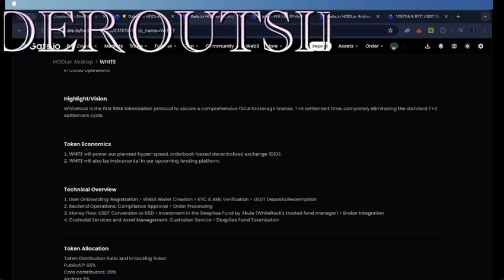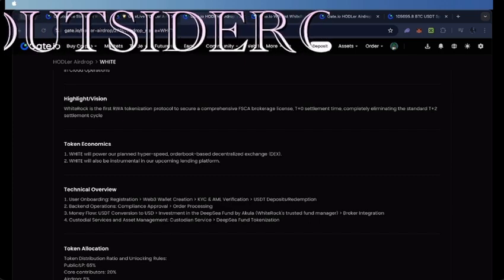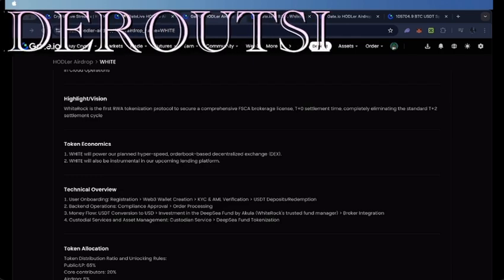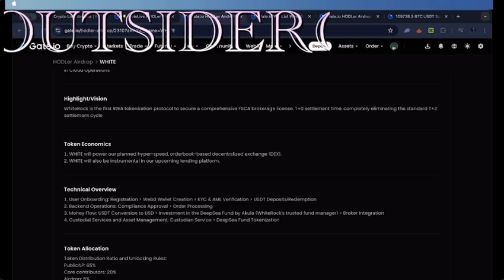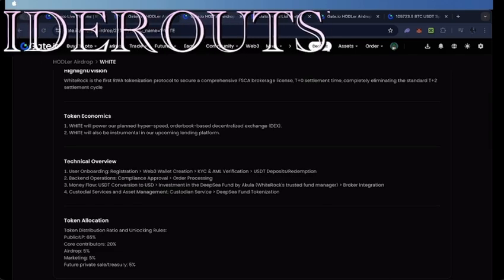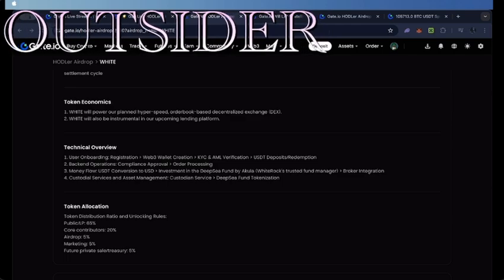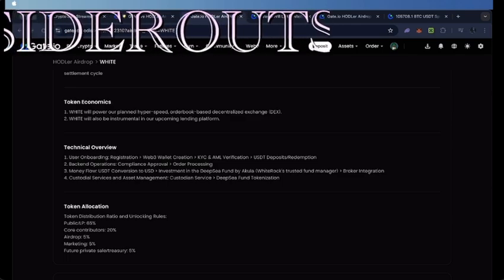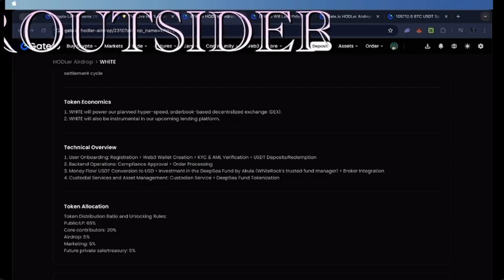Highlight and vision: YTRAC is the first real-world asset tokenization protocol to secure a comprehensive FSC brokerage license, with T plus 0 settlement time, completely eliminating the standard T plus 2 settlement cycle. Token economics: White will power our planned hyperspeed order book based centralized exchange. Second, White will also be instrumental in our upcoming lending platform.